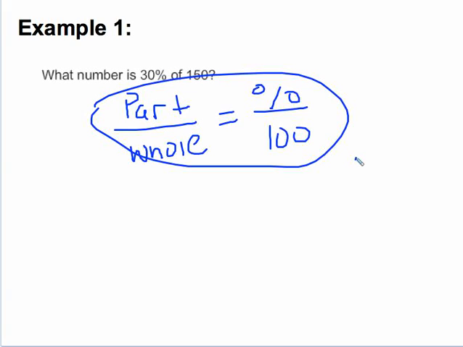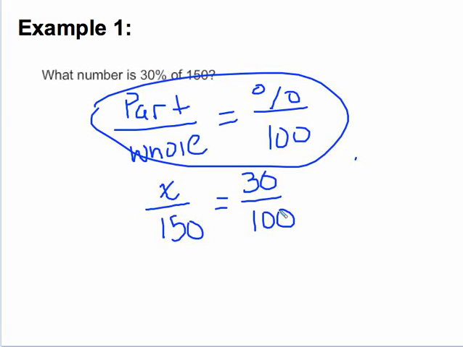So we know that we don't know the part, so let's call that x. But we do know the whole, and we do know the percent, and we always know that the percent is out of 100. Now, if you've forgotten how to solve proportions, I'm going to solve this proportion for you, but you can always go back to my first set of videos, and there is a video on proportions. I can link that video in the helpful links section of my website, and you can always go back or ask me for help in finding it. So, to solve a proportion, we know the cross products have to be equal, so I'm going to cross multiply. 30 times 150, that's going to be 4,500.